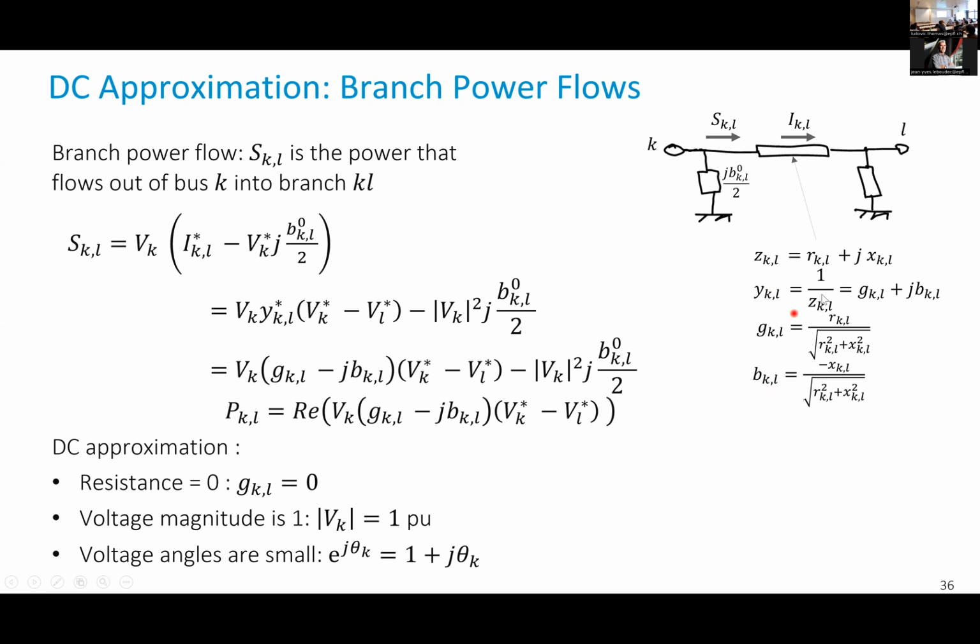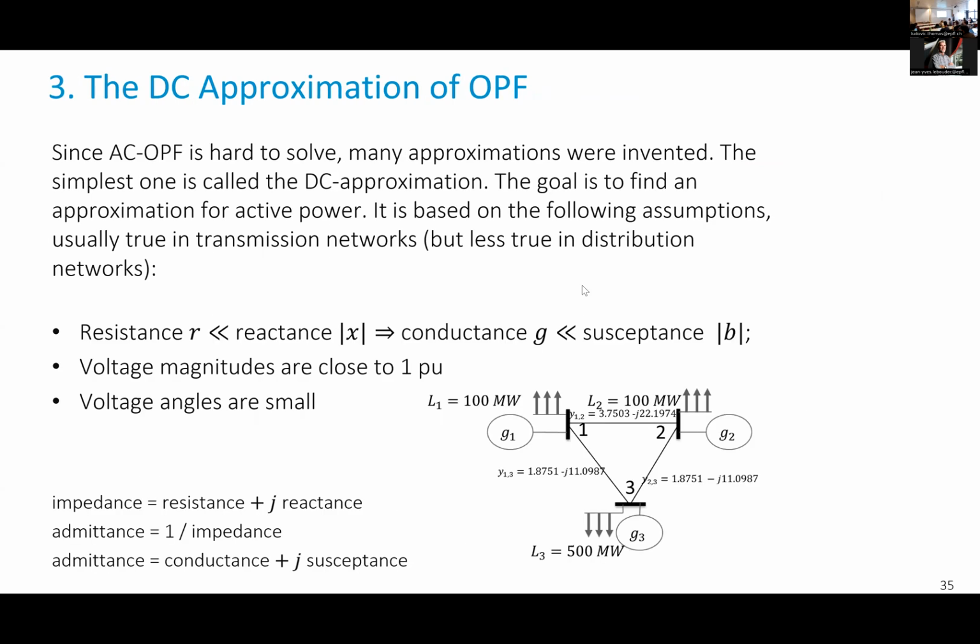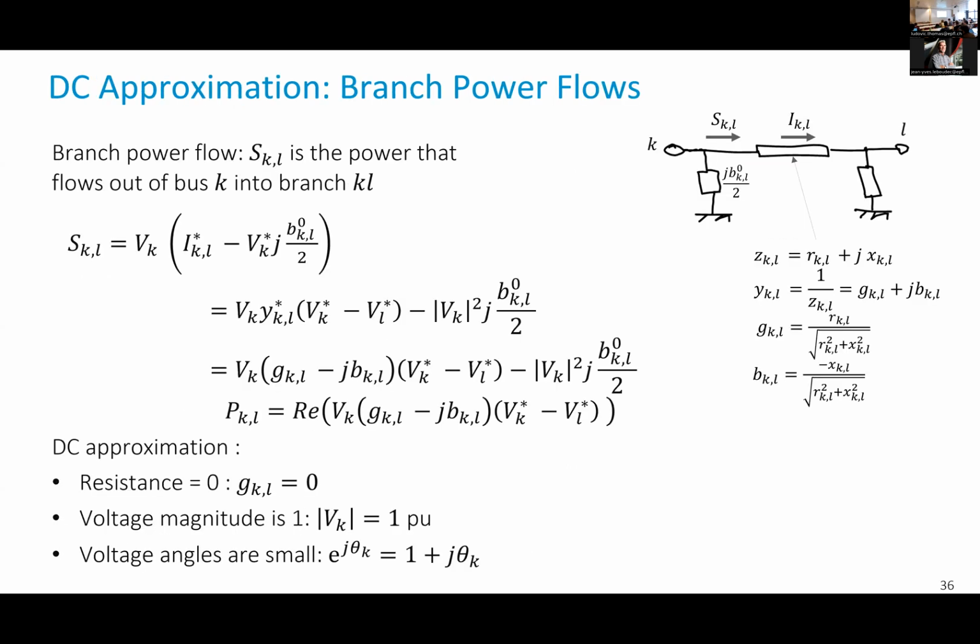The DC approximation is when the r is small compared to the x here, or which is equivalent, when the g is small compared to the b, which is typically the case for medium voltage to high voltage lines in AC systems, where the inductance and the capacitance effects are larger than the resistance effects here. And as we know, when that happens, most of the time it means the voltage magnitudes will be close to 1, and the voltage angles are small, and we can do the calculation using these approximations.